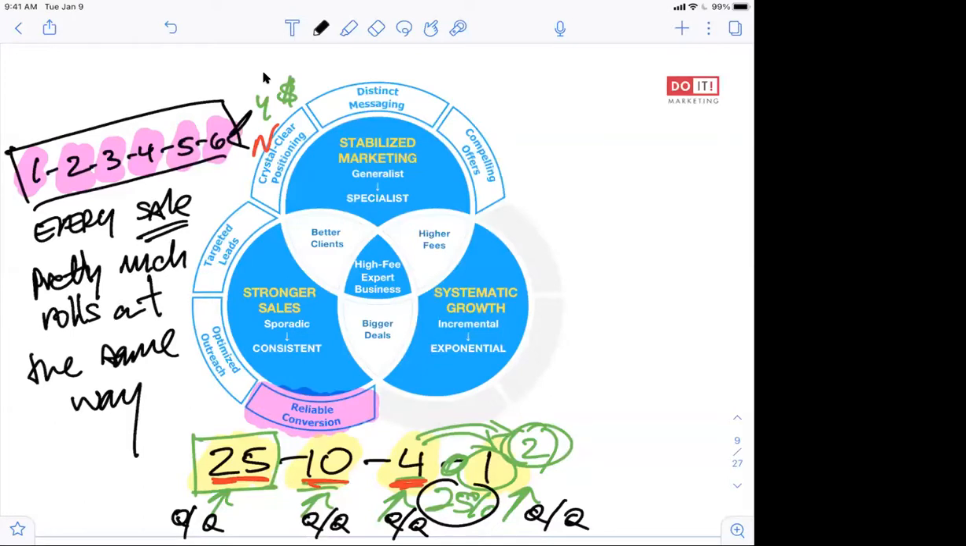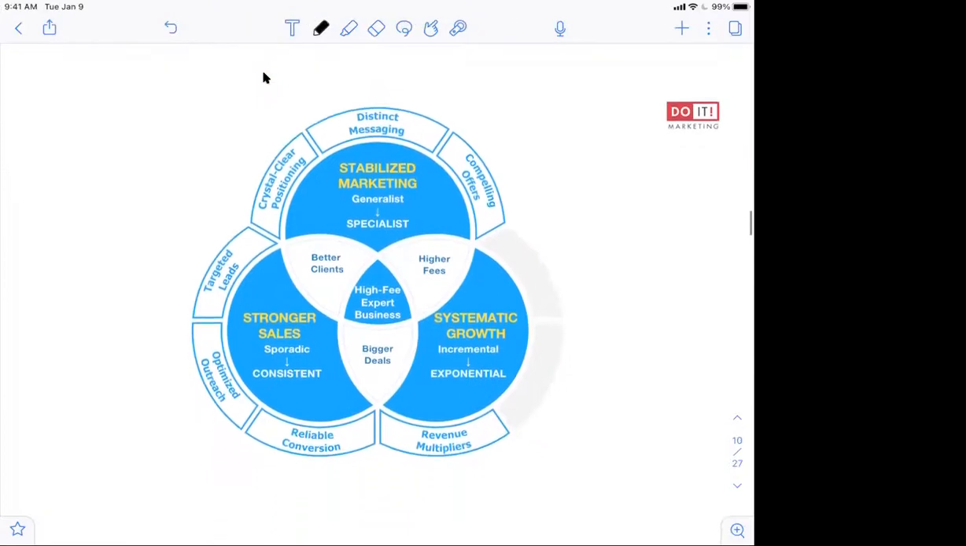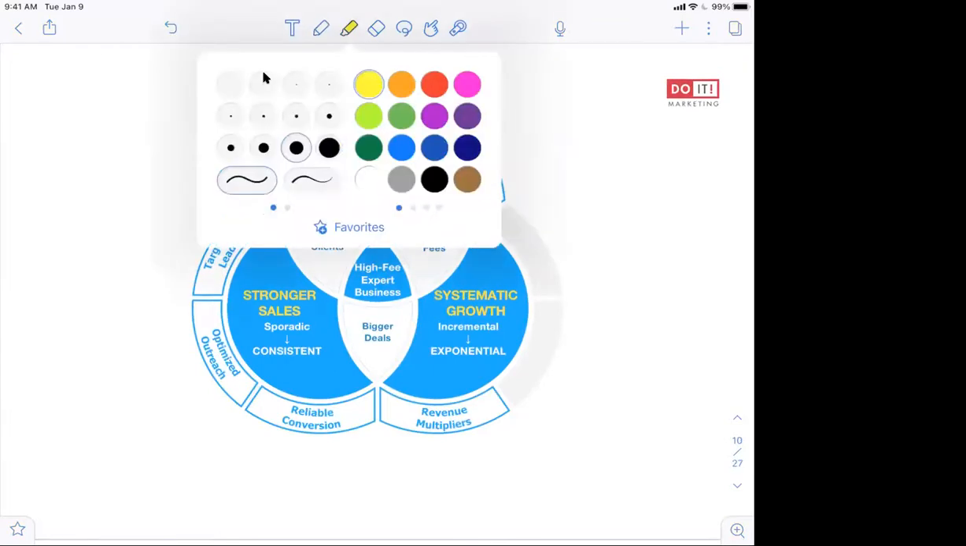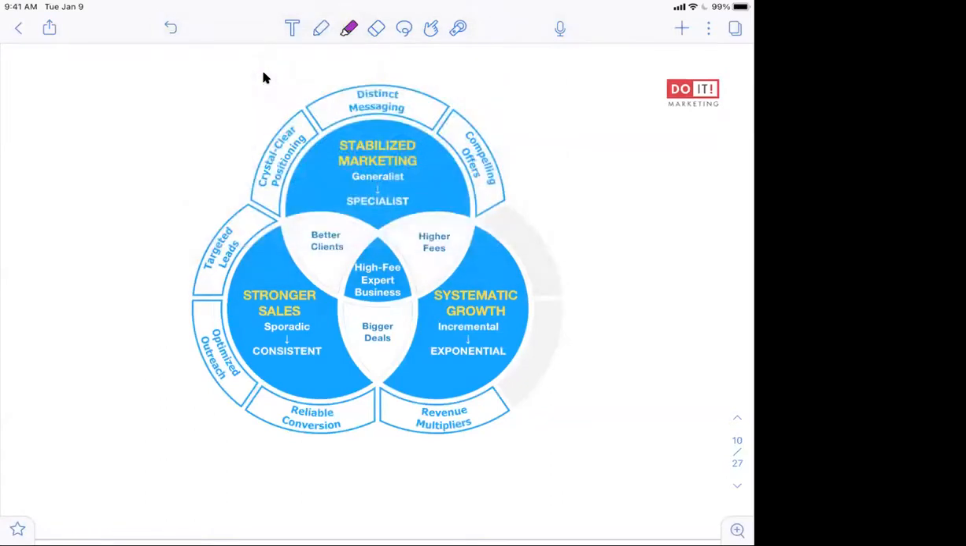And if this gives you some marching orders, some things to work on, some things to think about, that's the entire purpose of doing the self-assessment. All right, let's talk about systematic growth, area number 3. Here is the operative question. We're going to get funky now. We're going to get a little purple action going here. Revenue multipliers.